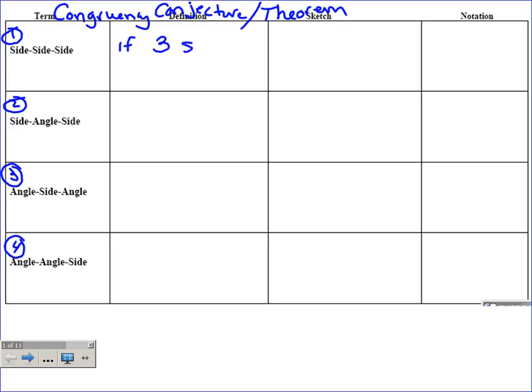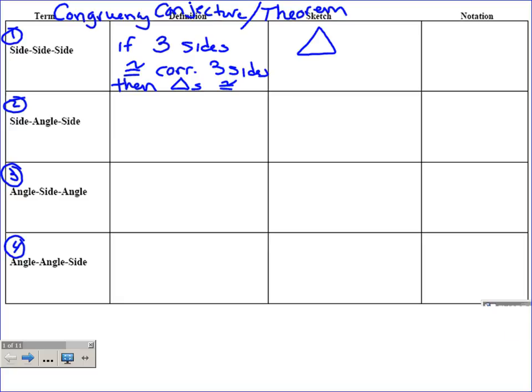three sides of one triangle are congruent to, I'm going to say, the corresponding three sides of another triangle, then the triangles are congruent. And this is very abbreviated. If the three sides of one triangle are congruent to three corresponding sides of the other triangle, the two triangles are congruent. Okay? So let me draw the picture, and I think it'll make more sense to you.